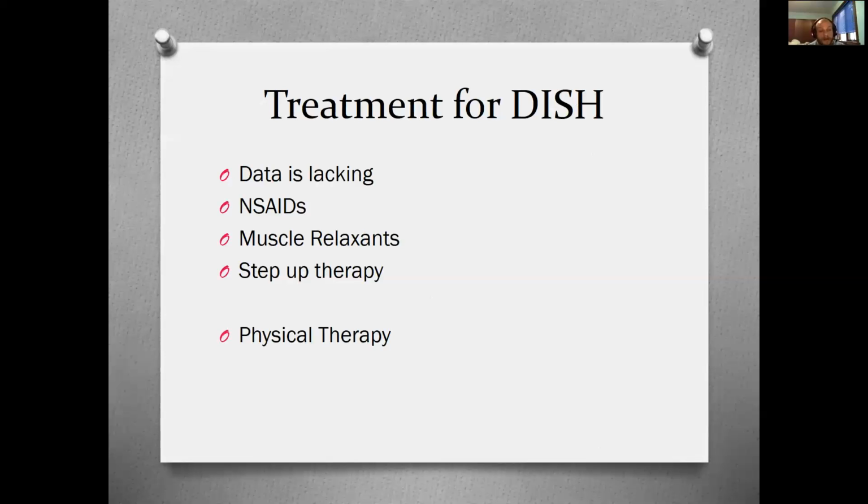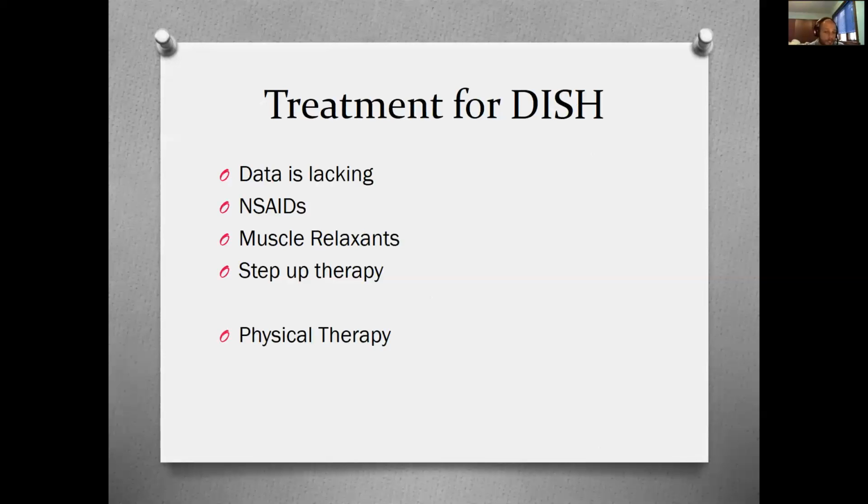And then we have step-up therapy, essentially. So muscle relaxants, and if it's not being controlled, moving up to opioids and going from there. Now, obviously, if we're going to be treating with opioids, we're going to want to be good clinicians and make sure we're trying to reduce the risk of diversion, abuse, misuse, etc.